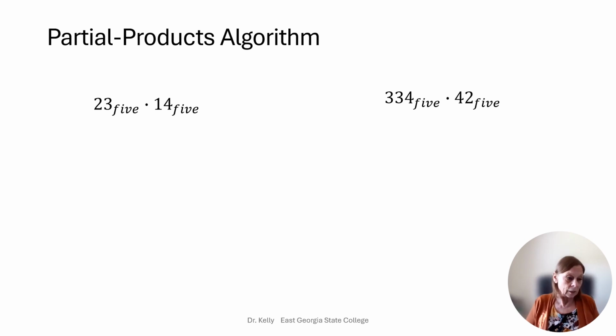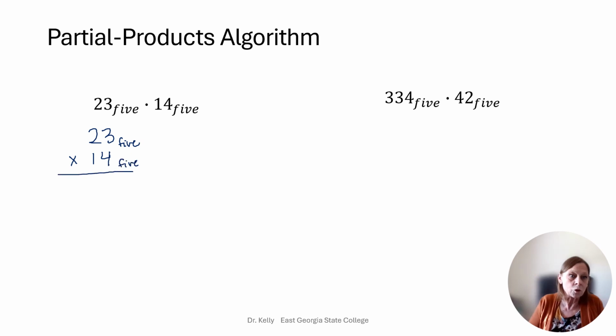Okay, so let's take a look at this guy. And let's do it in the partial products algorithm. So we're going to go 23 base 5 times 14 base 5. And that partial products algorithm, the first thing we're going to do is we're going to go 3 times 4 in base 5 is 22. Right? Isn't that what we got off of our, yep. 3 times 4 base 5 is 22. That's 3 times 4 in base 5.